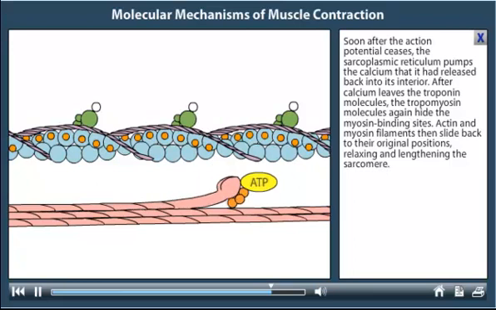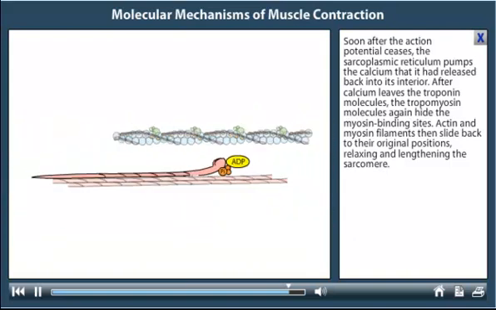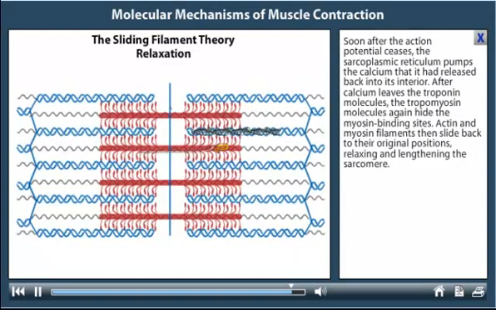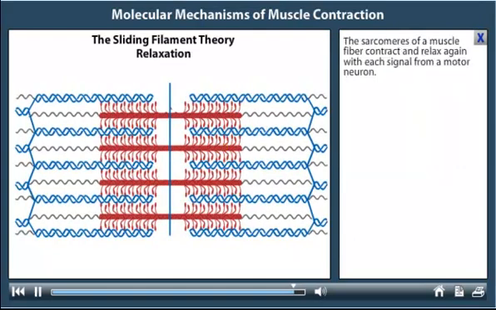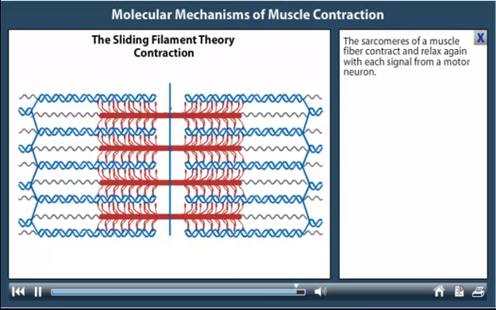Soon after the action potential ceases, the sarcoplasmic reticulum pumps the calcium that it had released back into its interior. After calcium leaves the troponin molecules, the tropomyosin molecules again hide the myosin binding sites. Actin and myosin filaments then slide back to their original positions, relaxing and lengthening the sarcomere. The sarcomeres of a muscle fiber contract and relax again with each signal from a motor neuron.